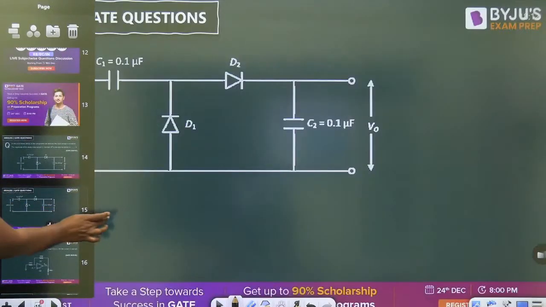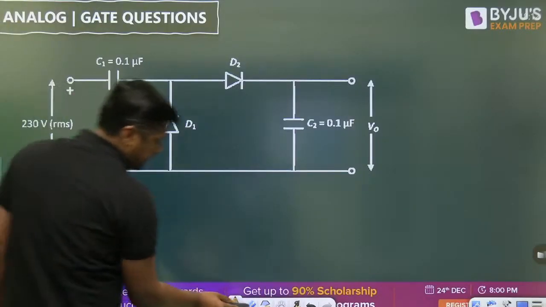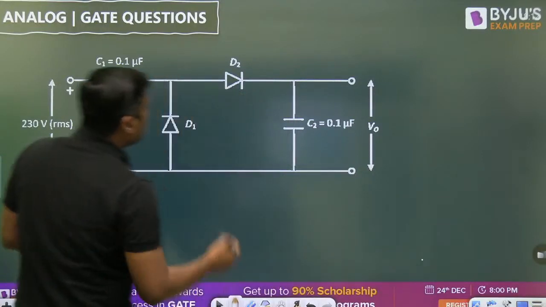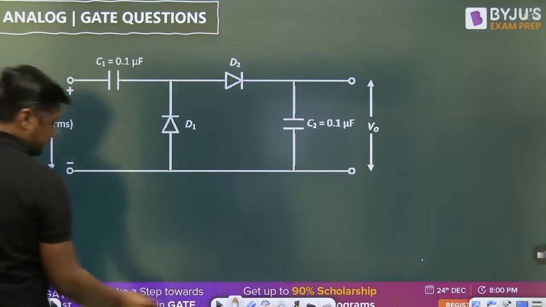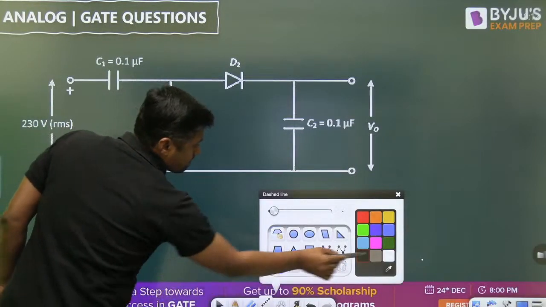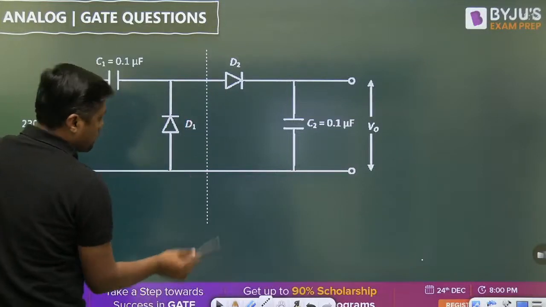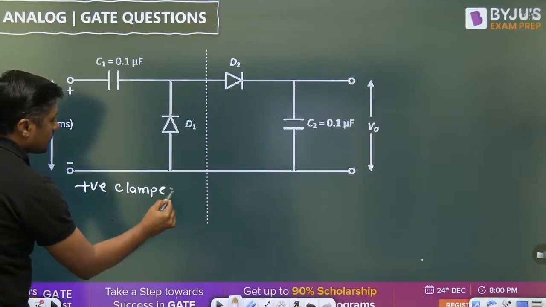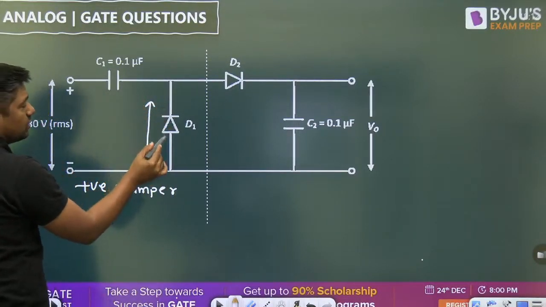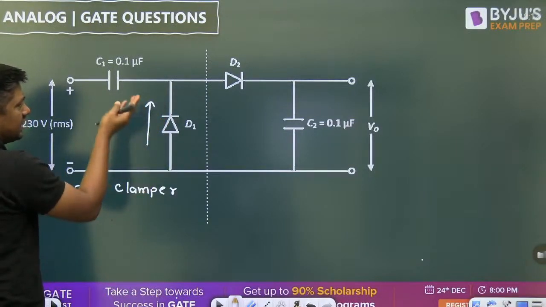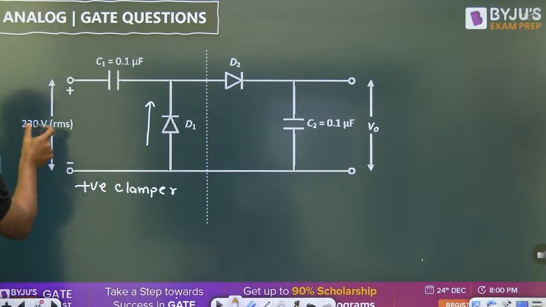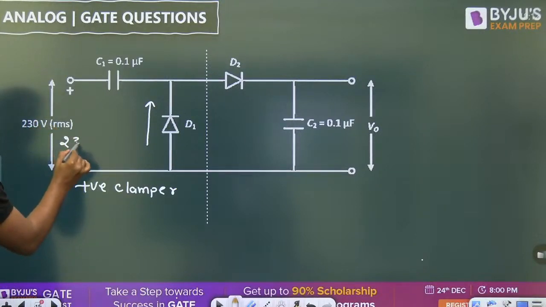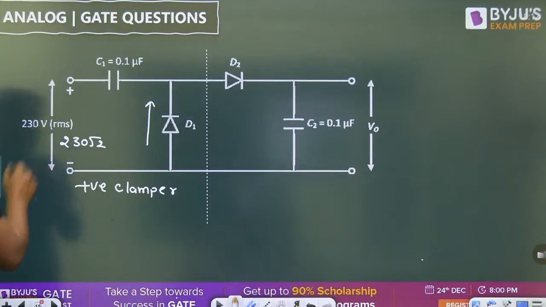This is your circuit, a simple circuit. This one is a positive clamper. Always remember, if that is the arrow, this is the diode, and the direction of the current is from this side to this side, so we can say directly it is a positive clamper. It is a 230 volt RMS value. So what is the peak value? 230 into root 2.